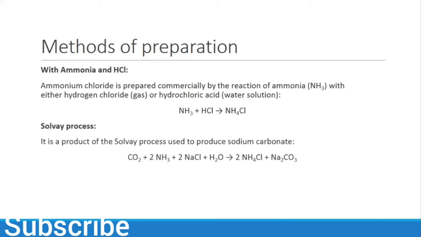And then we have the Solvay process. It is a product of the Solvay process used to produce sodium carbonate. In the method of preparation of sodium carbonate, we will also discuss this in detail: how we can prepare sodium carbonate via the Solvay process. But we have one more product from the Solvay process, which is ammonium chloride. So we have carbon dioxide with ammonia plus 2 NaCl plus water. We have ammonium chloride and sodium carbonate. So from this reaction you can cover your two topics. One is ammonium chloride and one is sodium carbonate.